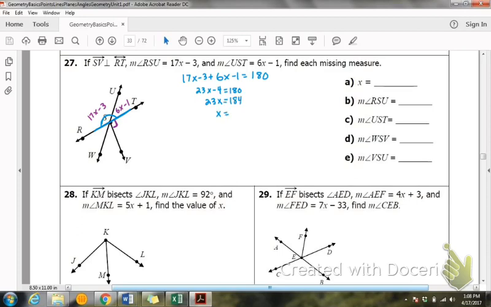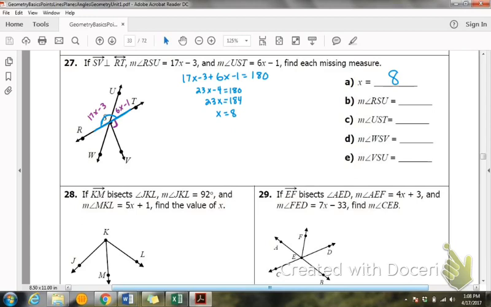Talia, what'd you get for x? 7.7. Anyone else get 7.7? Shelly, what'd you get? 8. Anybody else get 8? Did you add 4? Or did you subtract 4? I added. Did you have 184? There you go. Okay, so x is 8, so let's go ahead and put that over there in the diagram. X is 8. Then it says find the measure of angle RSU.